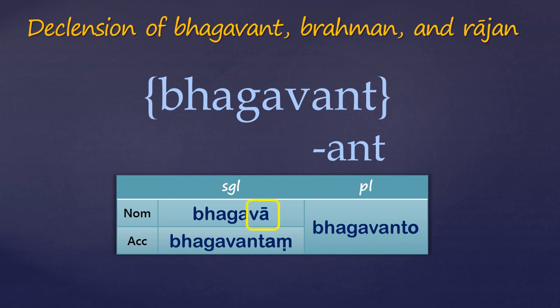Here long A marks the singular and O marks the plural. And the plural form is common to both the accusative and nominative cases, which sometimes can lead to problems when distinguishing plural subjects from plural objects. And only context will tell you which is correct.